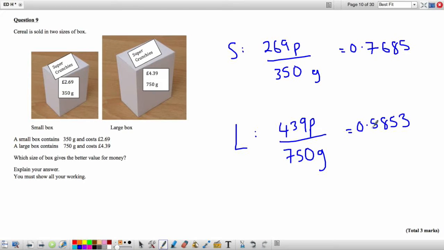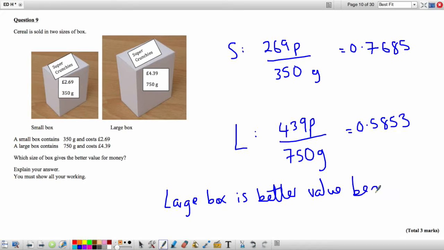So it's really important then that you write that down, that the large box is better value because it costs less, see here the smaller number, per gram than the small box.